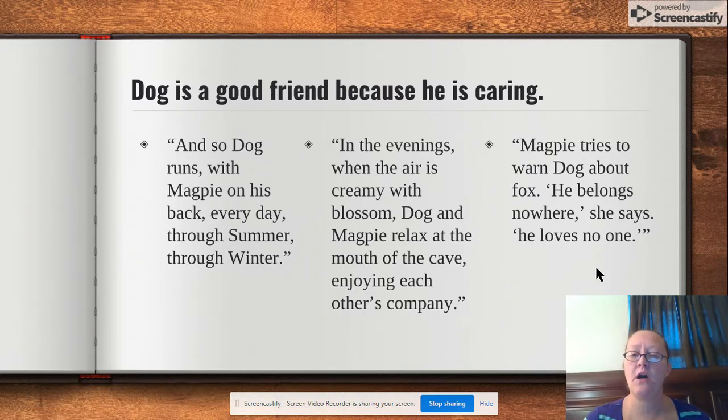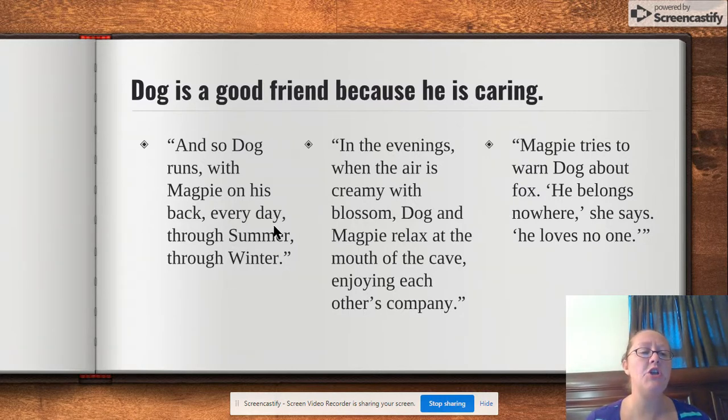And then the last quote that we're going to look at here is this one. "Magpie tries to warn Dog about Fox. He belongs nowhere, she says. He loves no one." This one I'm not sure about. This one isn't even really about Dog. It's more about what Magpie does. So I don't really think this one would be a good one to use at all. I'm just going to get rid of that one entirely.